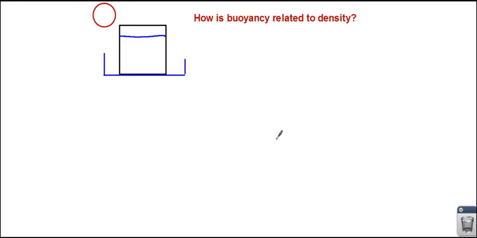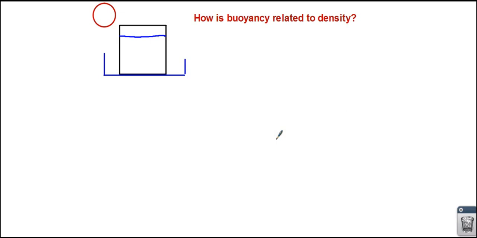All right, previously we learned that when an object is more dense than the fluid it is in, it's going to sink. Similarly, if it's less dense, it's going to rise. If they're the same density, it'll float. We also learned that if the gravitational force on the object is greater than the buoyant force on the object, it's going to sink. If they're the same, it's going to float. And if the buoyant force is greater, the object will rise.